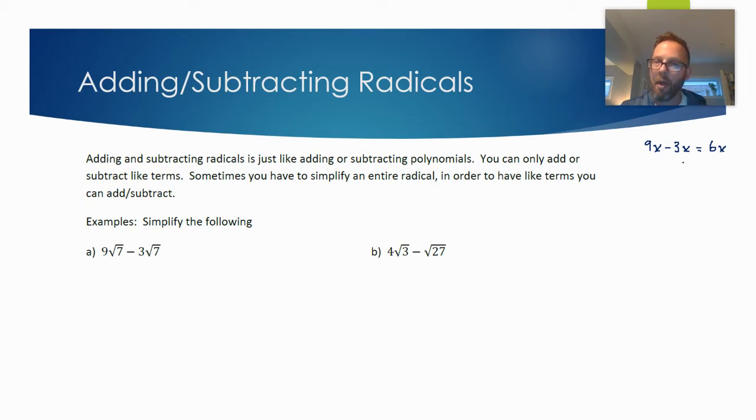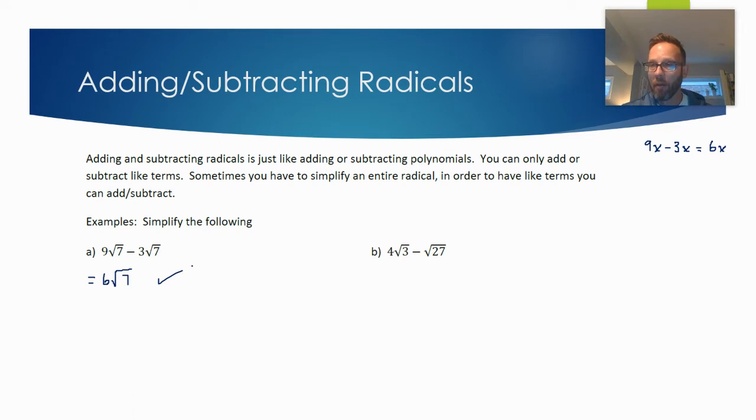It's the same thing with radicals. 9 root 7 minus 3 root 7, they're kind of like terms, and you would just subtract them, equals 6 root 7, and that's it. It's that easy. If you have like radicals, you just add them like you would like terms. If you look at B, right off the hop, B does not look like we can combine those together. And I really have to stress at this point, you cannot just mash together unlike radicals.